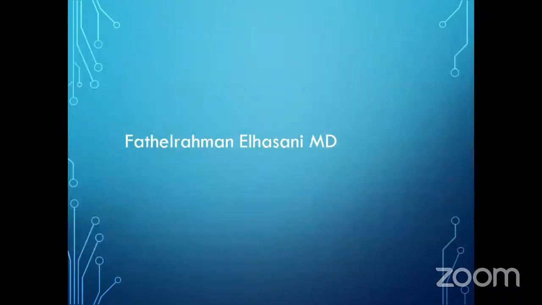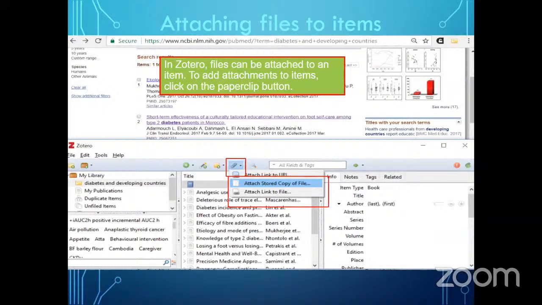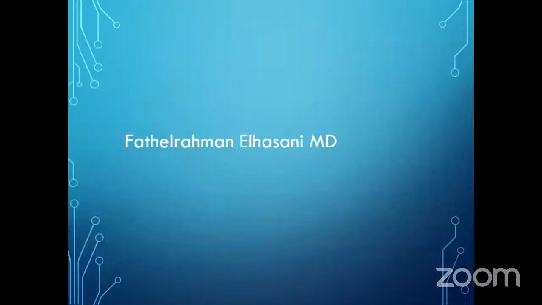In Zotero, files can be attached to an item. You can add attachment to items by clicking on the paperclip button here. You can just click on here and attach any file you need to add to your Zotero. I believe Dr. Fathur Rahman will continue explaining about the software and how to use it.